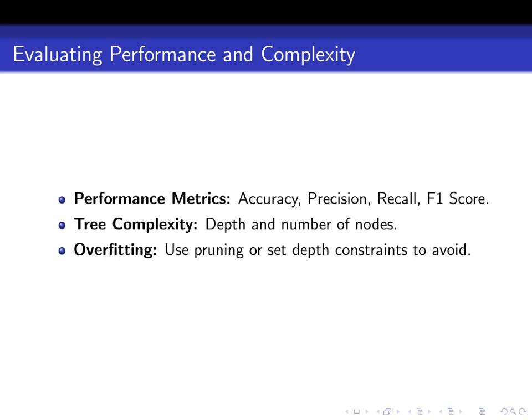Evaluating performance and complexity is crucial for classification trees. Key metrics include accuracy, precision, recall, and F1 score. Tree complexity, such as depth and number of nodes, impacts interpretability and overfitting risk. To avoid overfitting, techniques like pruning or depth constraints are necessary. Balancing these factors ensures a reliable model.